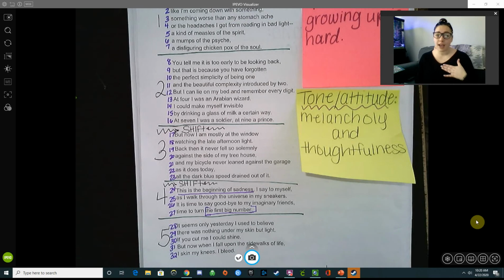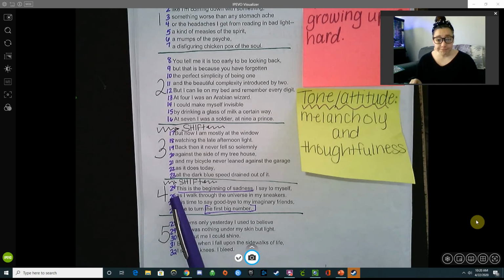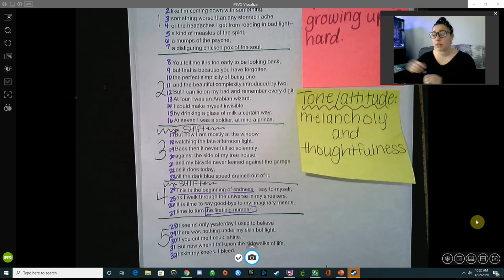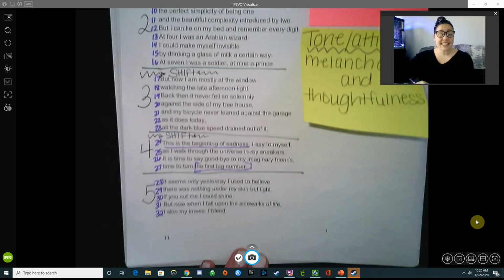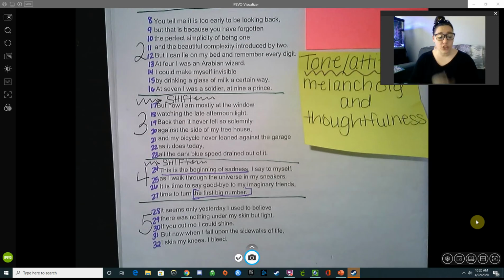I hope this makes sense to you guys. I'm trying to dissect this poem and analyze it as best I can while we're far away. All right. And then if you go to stanza 4 down here at the bottom, and we continue to go through, in stanza 4, there's another shift. And here he describes his new feeling.